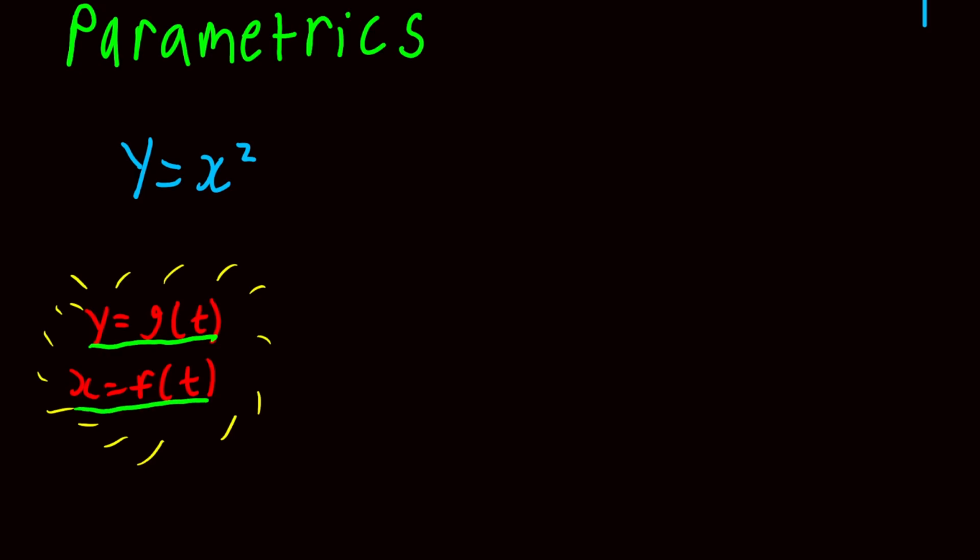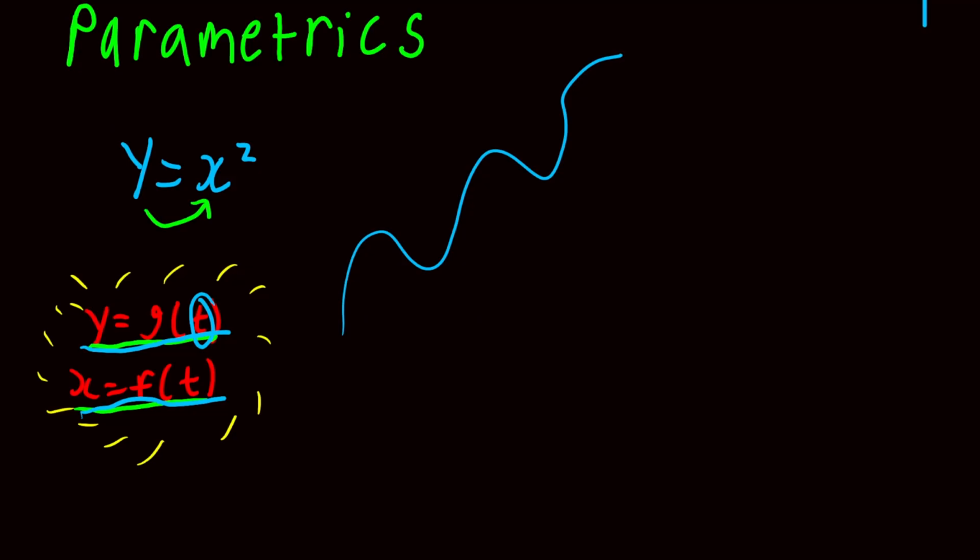So that means instead of y just depending on x, both x and y depend on a third variable, which is t. And t you can think of as time. Usually it is time. So imagine a particle's moving along a curve. The x tells you the horizontal position, y tells you the vertical position, and then t is as time goes on. All right. So let's get into some practice problems.